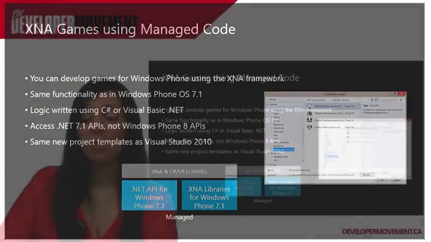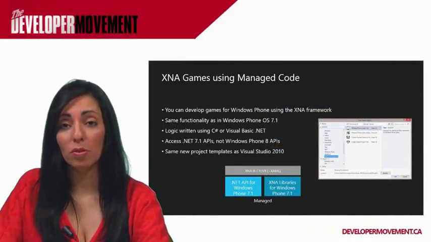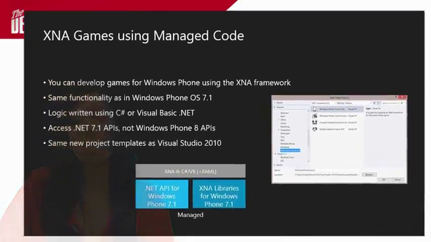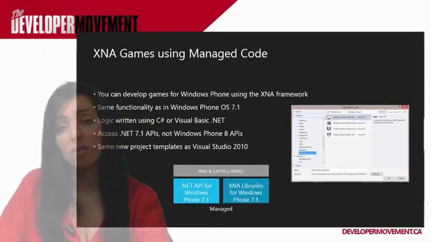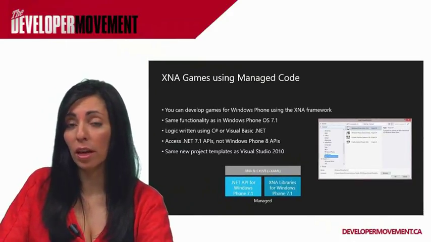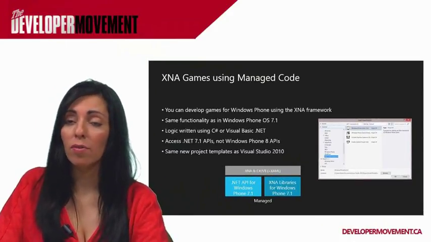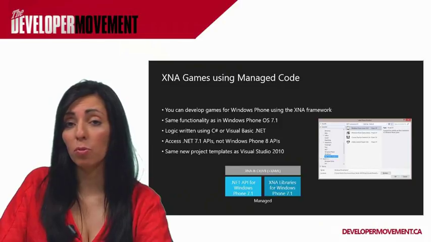Moving on. So you can also develop XNA games using managed code. There is an XNA framework available in the 7.1 OS. The .NET APIs have not changed since the prior version of the Windows Phone OS release. So you can only access the 7.1 APIs available when you're developing two-dimensional games using the XNA framework. But it is still available to you, and you can still create games in the same way that you would have done in previous versions in Visual Studio 2010.